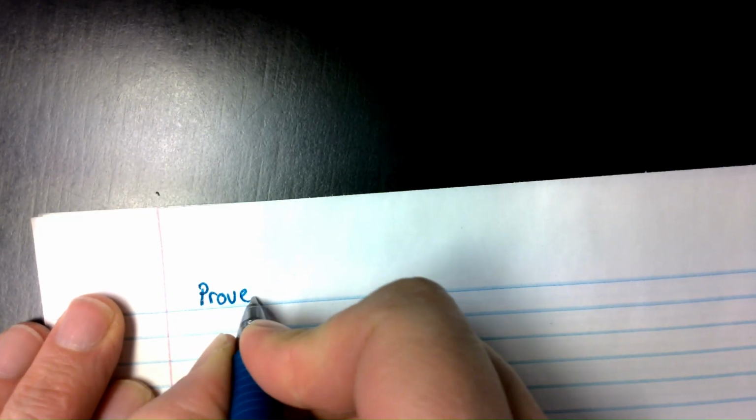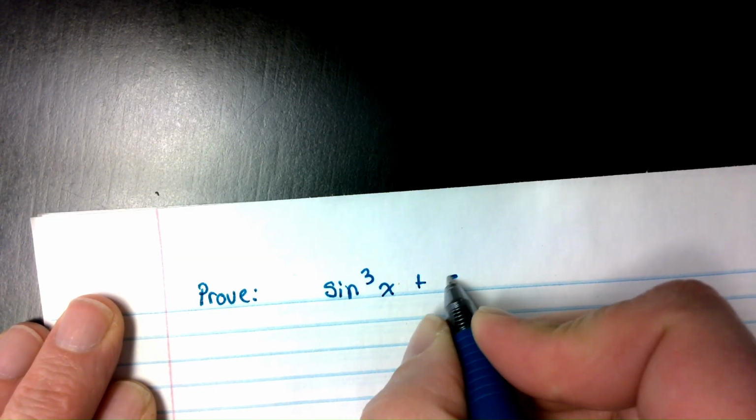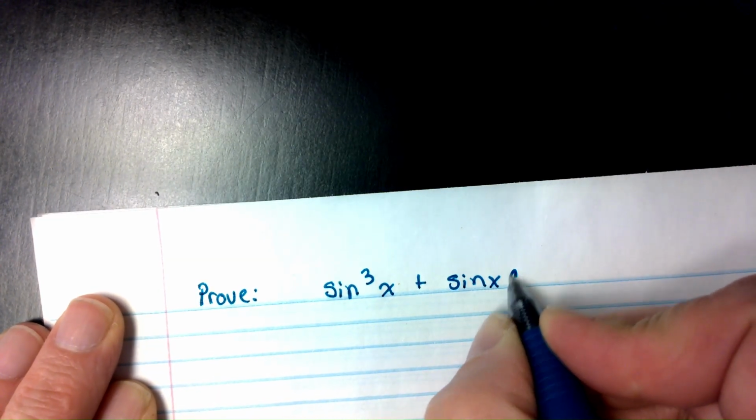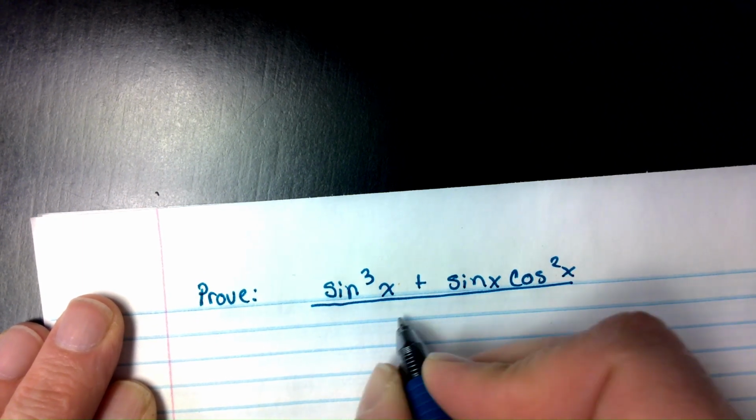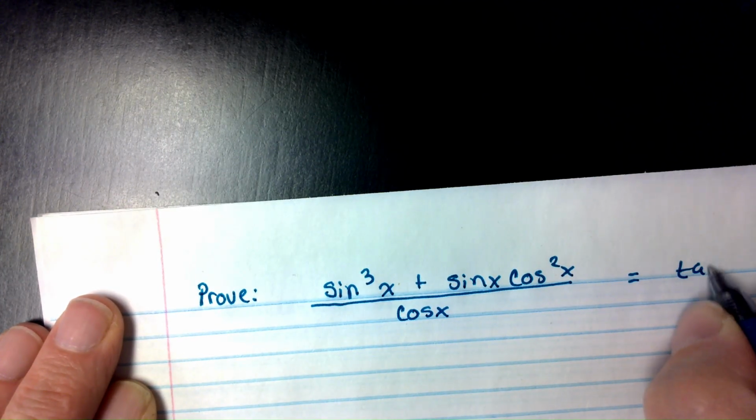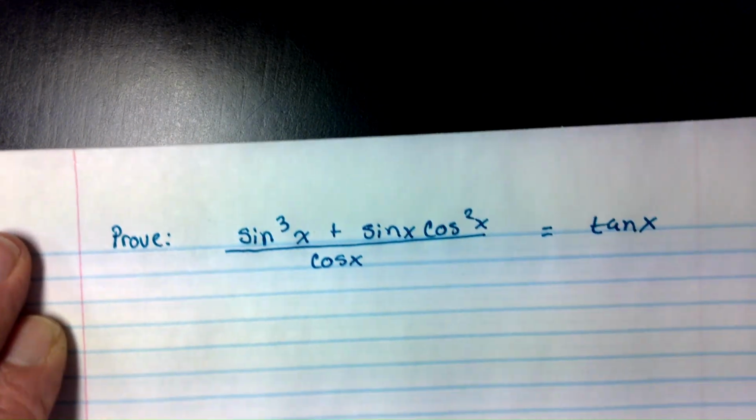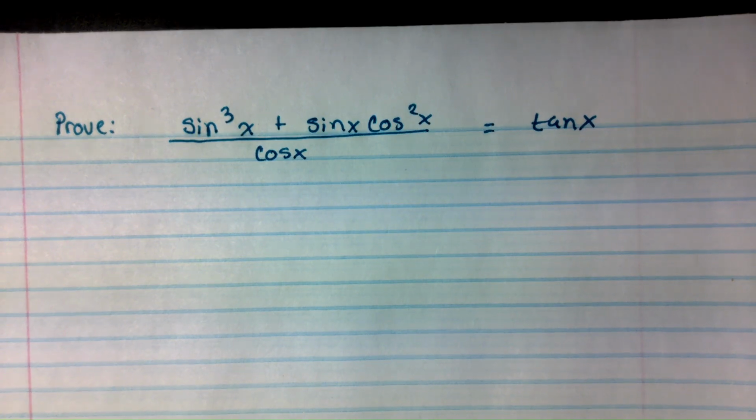All right, so let's get to looking at this. We are going to prove through logic that sine cubed of x plus sine of x times cosine squared of x, all divided by cosine of x, is going to equal tangent of x. I'm telling you it's true. I'm telling you that this is the answer. Here's the problem. Here's the answer. Our goal is to show why it's true.